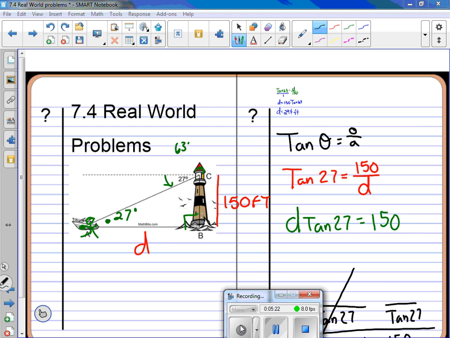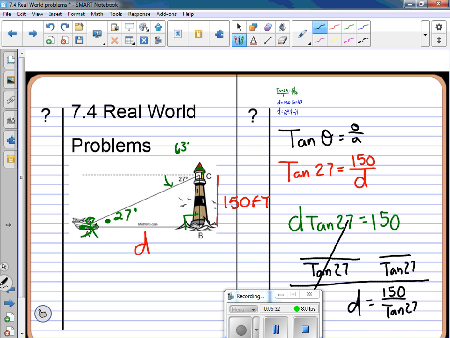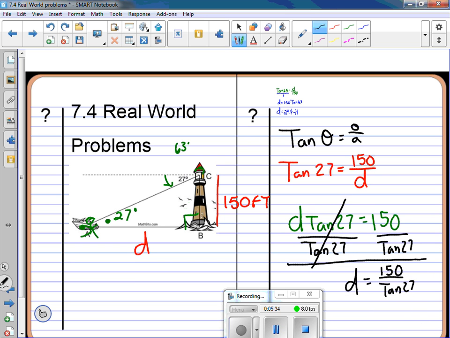All right, so I recognize that as a tangent function. I put my information in there. I cross multiply and I get to this point right here. And then I'm going to divide both sides by 20, a tangent of 27. That will cancel out the tangent of 27 on the left-hand side, leaving me the d. And then I end up with 150 divided by the tangent of 27.